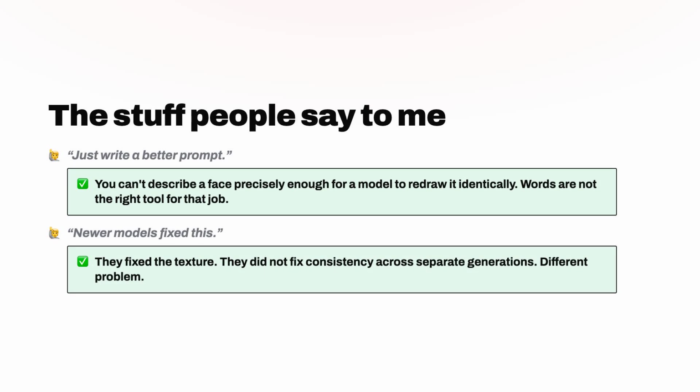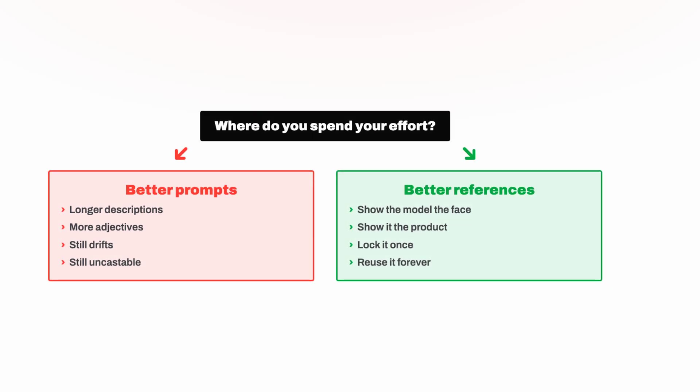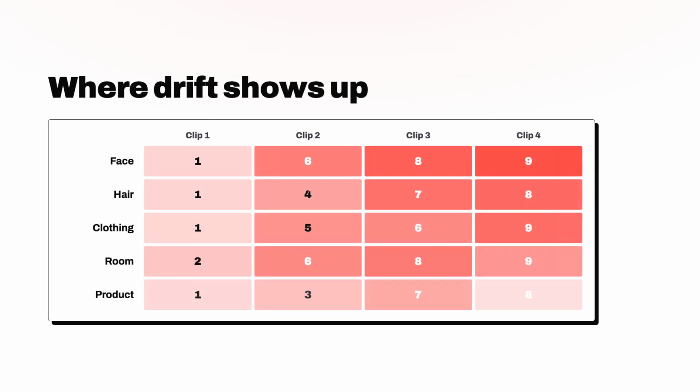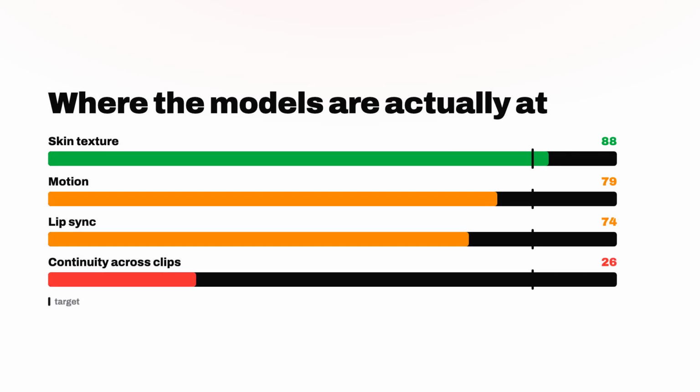I get pushback on this constantly, so let me just answer the big ones now. And to be fair, the pure prompting approach isn't useless, it's just capped. So really there are 2 roads here, and most people take the wrong one because it looks faster. Because when I actually scored batches, the drift shows up everywhere except the one thing prompting is good at. So the real problem was never realism. Models got good at skin. The problem is sameness.